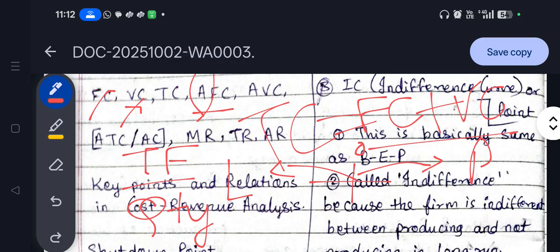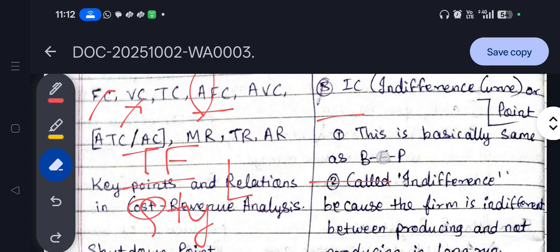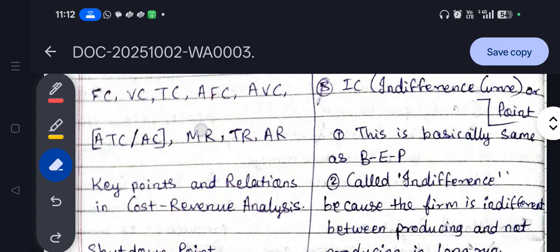So if you gain above average, you are scoring, and if you lose below average, you are losing basically. So when you take all the expenses related to your fixed capital investment, and you take the average out of it, you get the average fixed cost. And the same way, average variable cost.